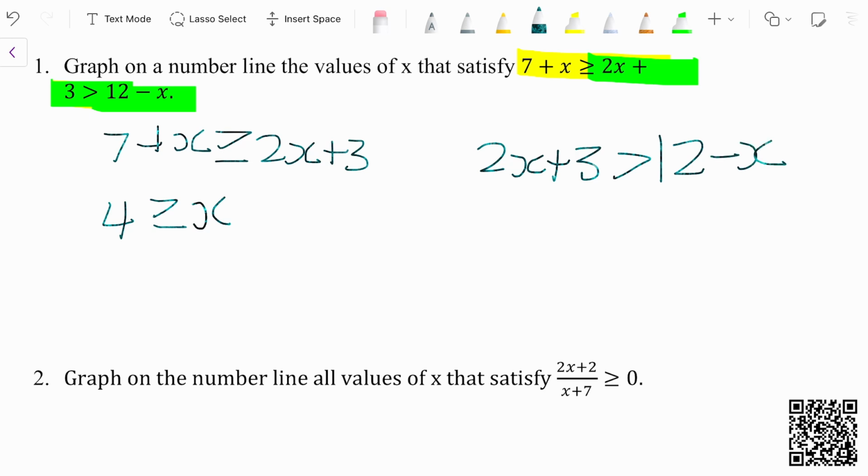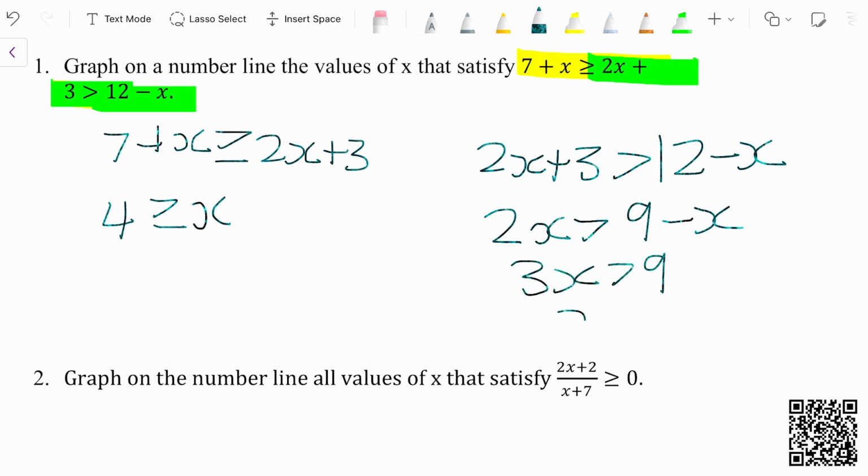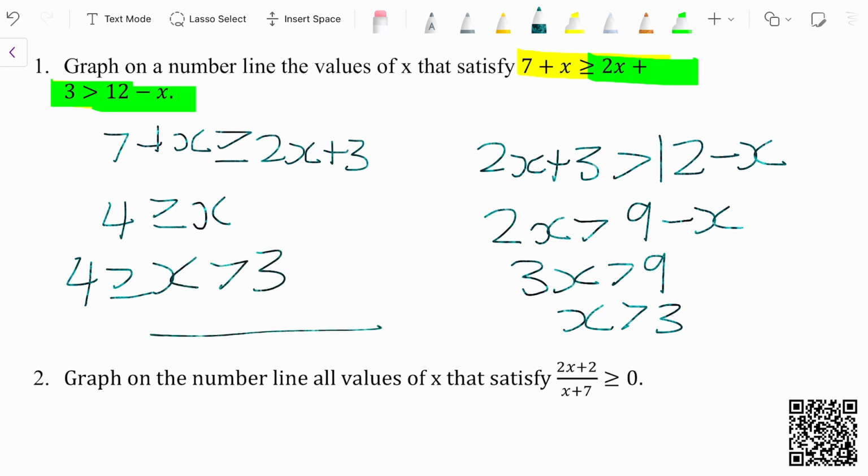So minus 3. So 2x greater than 9 minus x, plus x on both sides. 3x greater than 9, x greater than 3. So we're going to piece this all together. So 4 greater than or equal to x greater than 3. So now we're going to graph it, on which this can be 3, this can be 4.